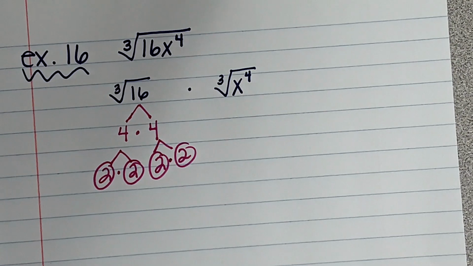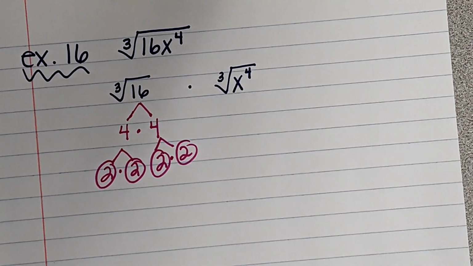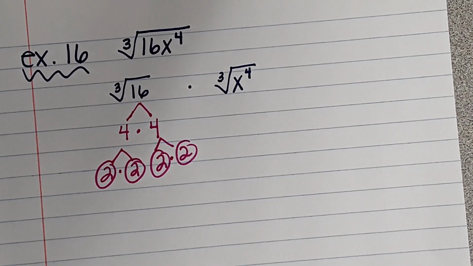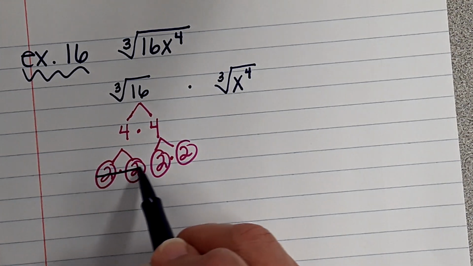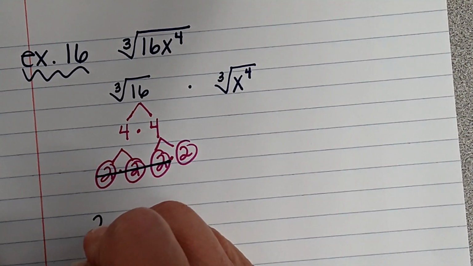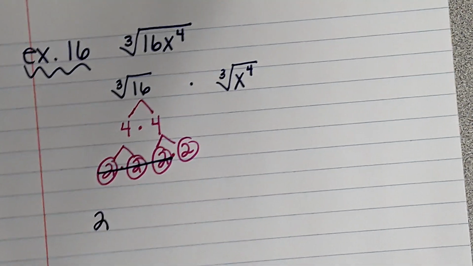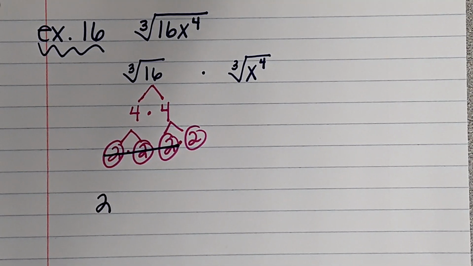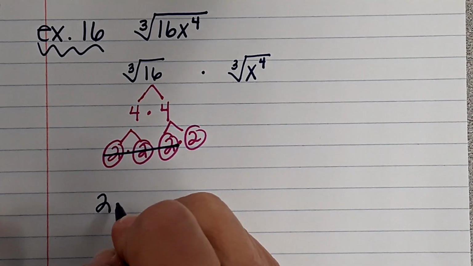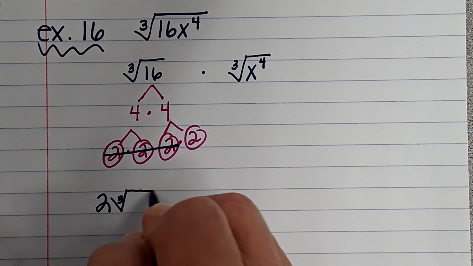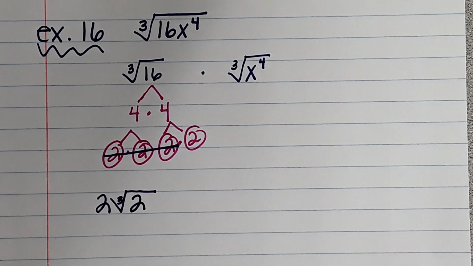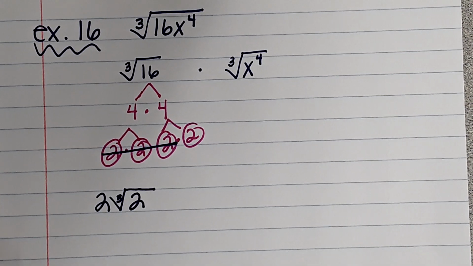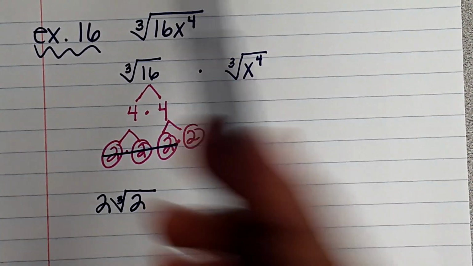Usually when we're dealing with square roots, we're looking for pairs. But since our index is 3, we're looking for 3 of the same number. Do I have 3 of the same number? Yes. What do I have 3 of? 2s. So I have 3 2s, so I'm going to cross those out and put that on the outside. Do I have something left over that I circled? Yes. What? 2. Now, that's done for the 16.